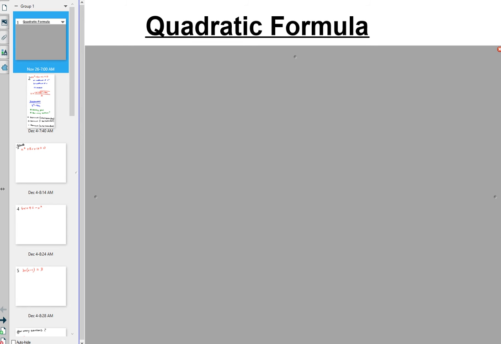Factoring. Factoring, square root property, and what other one? Factoring, square root property, one more. The most recent one that we learned. You know what it's called, but you can't remember. I don't know what it is.